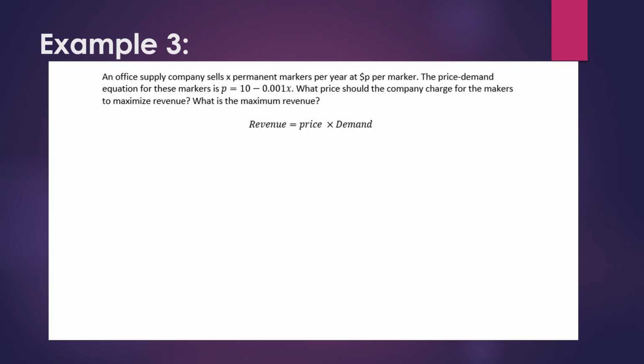It says that an office supply company sells X permanent markers per year at P dollars per marker. The price-demand equation for these markers is P equals 10 minus 0.001X. They're asking what price should the company charge for the markers to maximize revenue? And then they also ask what is the maximum revenue? So they remind us that revenue is equal to price times demand.